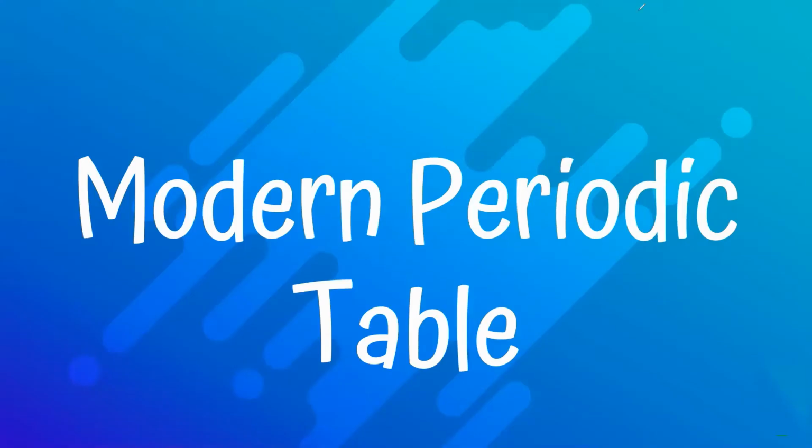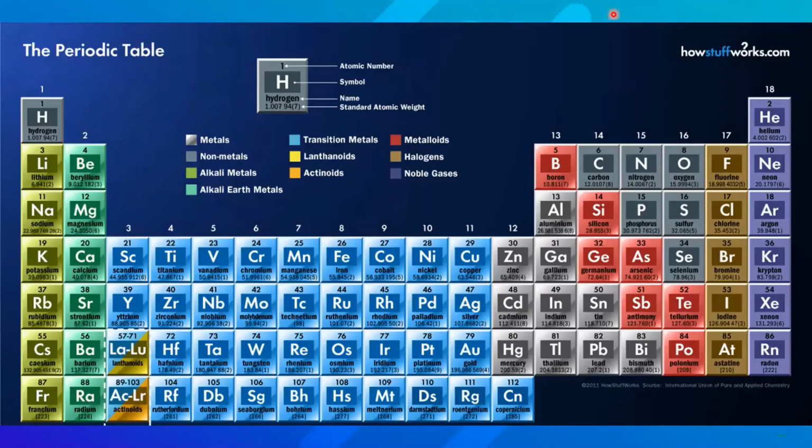Okay guys, let's discuss the modern periodic table. Like I said, the first element in the periodic table is hydrogen, second helium, third lithium, beryllium, and fifth boron, carbon, nitrogen, oxygen, fluorine, neon, sodium, magnesium, aluminium, silicon, phosphorus, sulfur, chlorine, argon, potassium, calcium. In this lesson, we need only the first 20 elements.